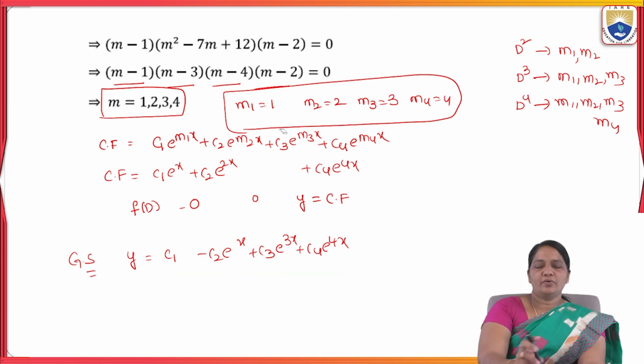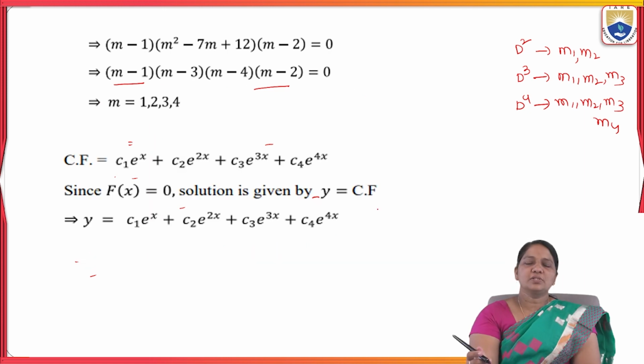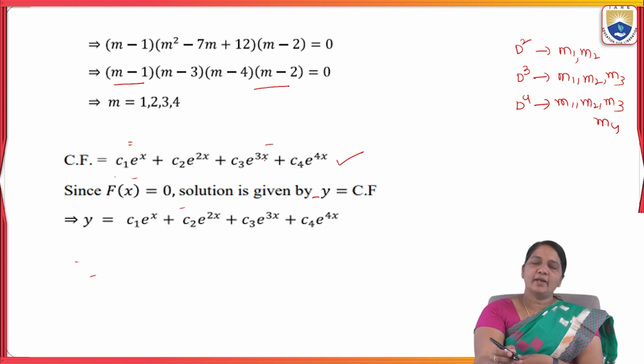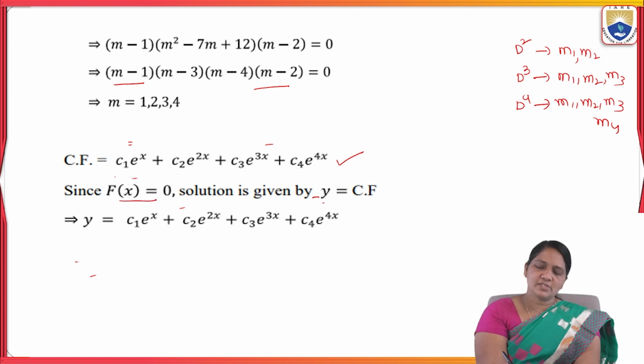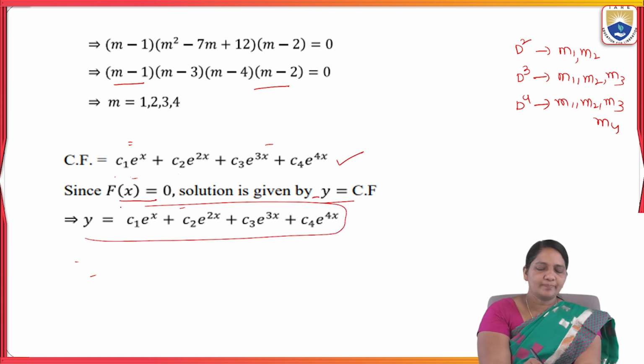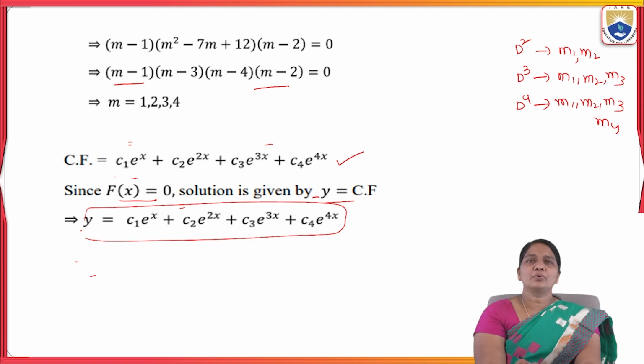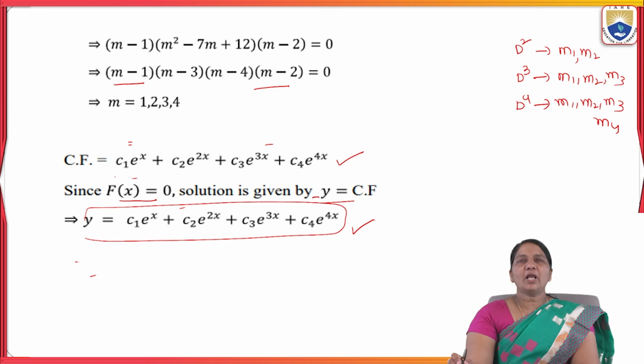That is only we can observe here. See this. So this is our complementary function, C1 e power x plus C2 e power 2x plus C3 e power 3x and C4 e power 4x. So here f of x equal to 0 means only the complementary function is the solution. So y equal to C1 e power x plus C2 e power 2x plus C3 e power 3x and C4 e power 4x. This is our final solution or general solution of the given equation. I hope we get the clarity about these homogeneous equations.